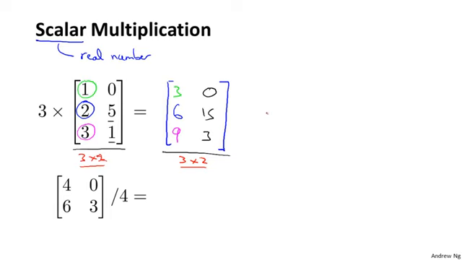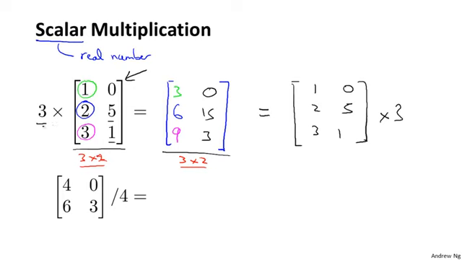And by the way, you can write multiplication either way. So I had 3 times this matrix. I could also have written this matrix 1, 0, 2, 5, 3, 1, just copied over to the right, and multiplied it by 3. Whether it's 3 times the matrix or the matrix times 3 is the same thing, and this thing here in the middle is the result.